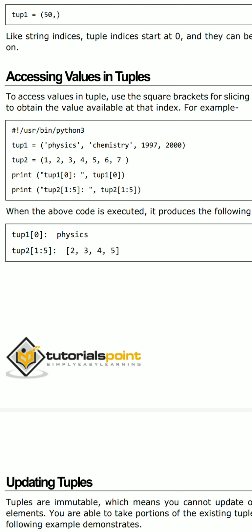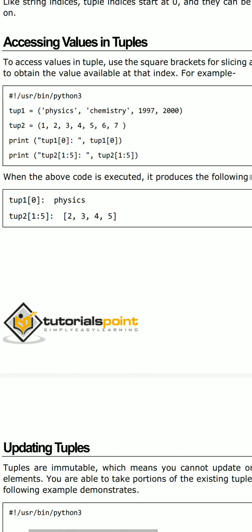And next I am printing tup1 of 0. That means I am printing the value at the 0th position. Consider tuple 1, which has four values: physics is at the 0th position, chemistry at the first position, 1997 at the second position, and 2000 at the third position. Consider the first print statement in the program: print of tup1 of square bracket 0. The square bracket 0 specifies the 0th position in tuple 1, and the 0th position of tuple 1 is physics. You can clearly observe in the output that physics is printed first, and then the second print statement, tuple 2.